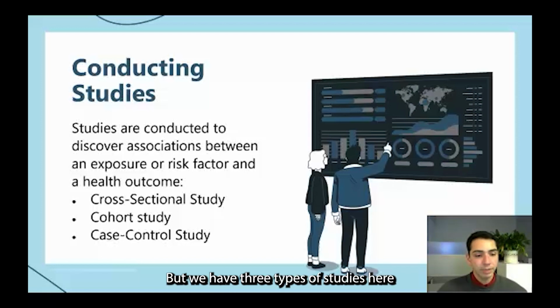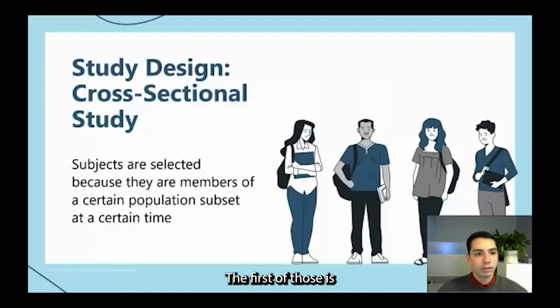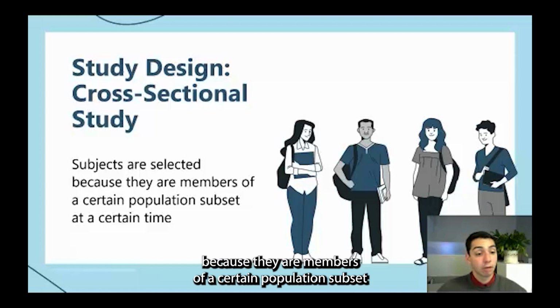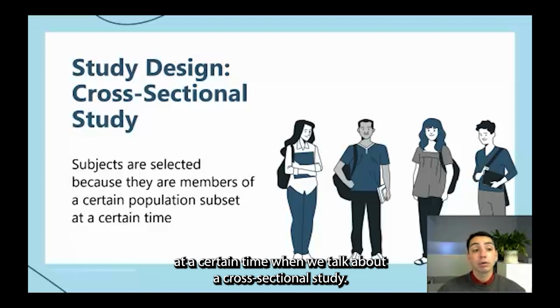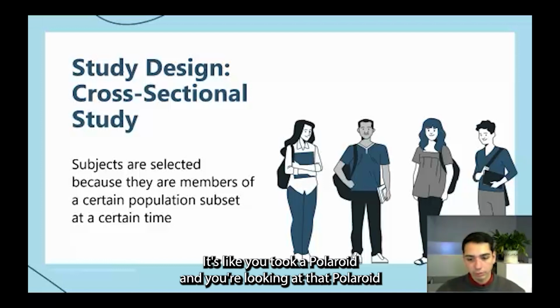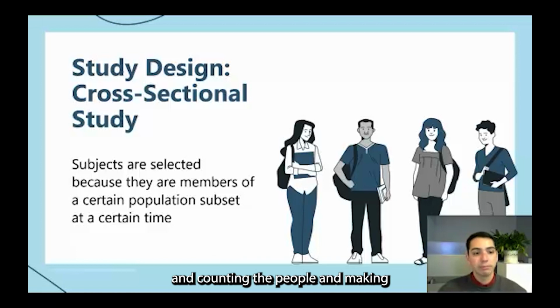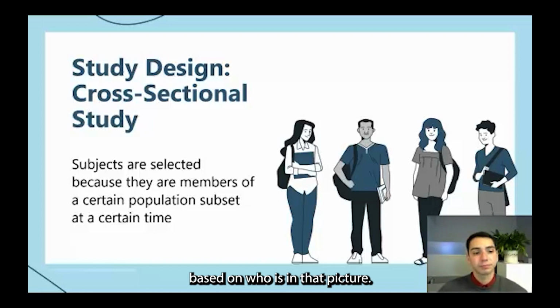But we have 3 types of studies here that we're going to discuss a little more in depth. The first of those is a cross-sectional study. In this kind of study, subjects are selected because they are members of a certain population subset at a certain time. When we talk about a cross-sectional study, think about just a snapshot of a population. It's like you took a Polaroid and you're looking at that Polaroid and counting the people and making your assessments, and you're collecting your data based on who is in that picture.